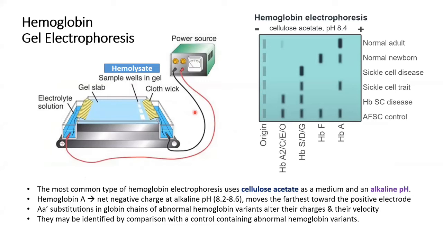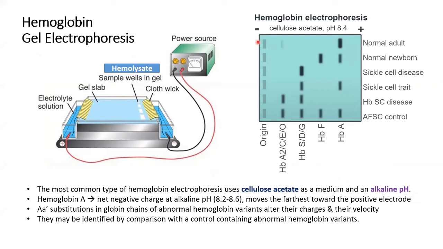I'll start off by giving a brief overview of the electrophoretic methods, starting with the simplest one, which is gel electrophoresis. In this, the hemolysate, which is prepared from EDTA anticoagulated blood, is loaded onto a cellulose acetate gel at an alkaline pH, usually around 8.4. It can range from 8.2 to 8.6. The hemolysate is added onto these gels towards a negative electrode, and when a current is applied across this gel, the various hemoglobin molecules present in the sample move towards the positive electrode.